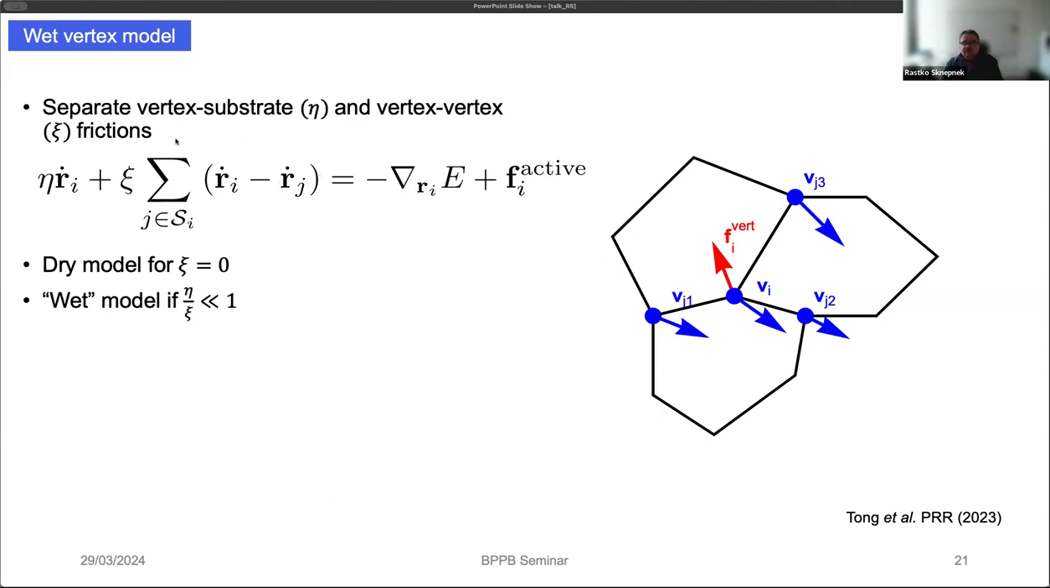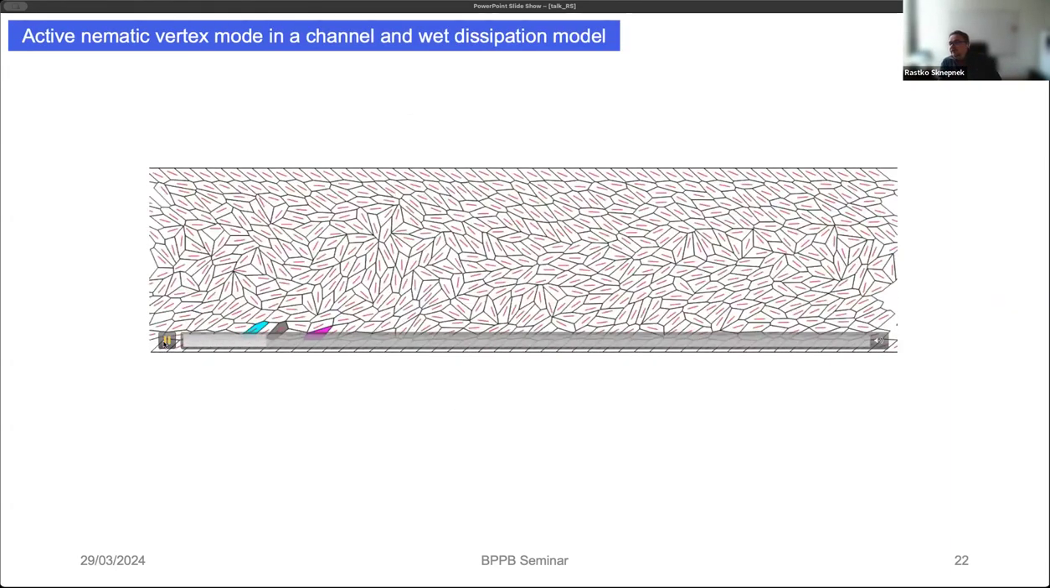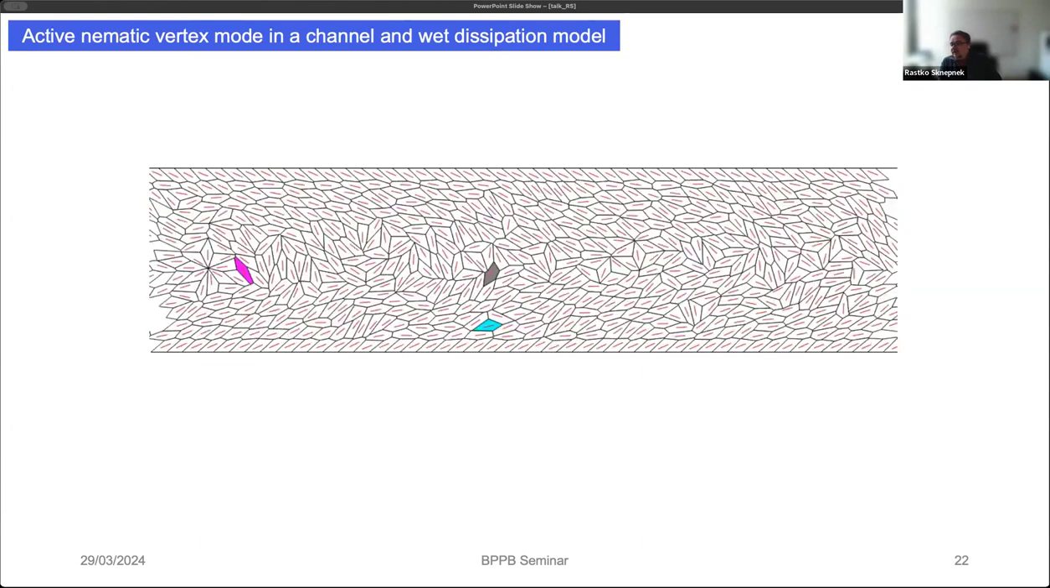So the idea was to essentially assume that the friction is due to the relative motion, the relative velocity, of the neighboring vertices. So if I want to calculate the friction on this vertex here, I need to compare its velocity to its neighbors. We still keep the dry friction term, the term with the substrate, mainly for numerical stability reasons, and we keep it very, very small. And then we solve this set of equations with the right hand side given by the vertex model plus the activity. And if you do this, suddenly things drastically change and the system starts flowing.